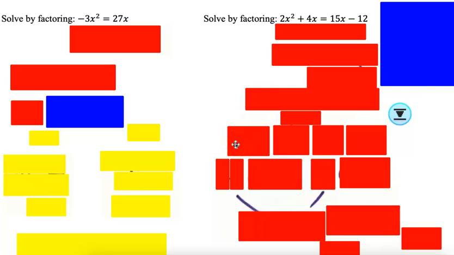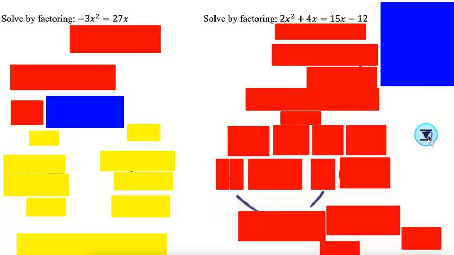Welcome to part 2 where we're going to still solve by factoring, but we're going to do a more difficult problem. So notice I'm about to show a lot of work, so maybe try and write small on your papers. So step 1, I need to make sure all of my terms are on one side.